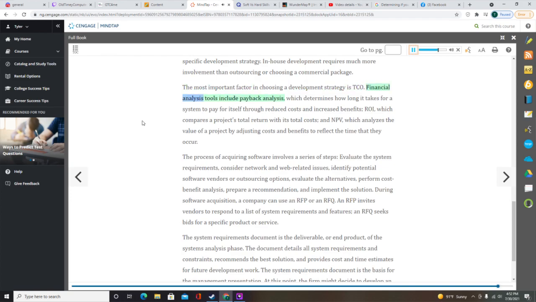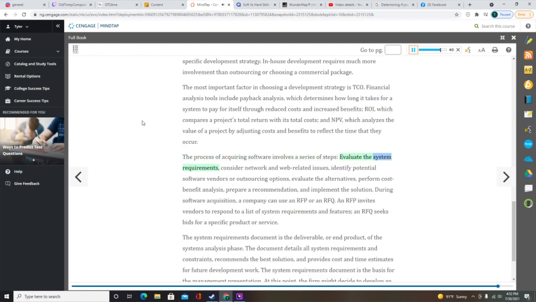Financial analysis tools include payback analysis, which determines how long it takes for a system to pay for itself through reduced costs and increased benefits; ROI, which compares a project's total return with its total costs; and NPV, which analyzes the value of a project by adjusting costs and benefits to reflect the time that they occur. The process of acquiring software involves a series of steps.